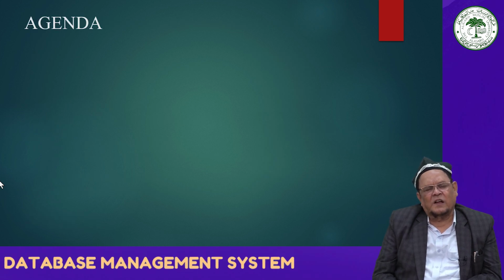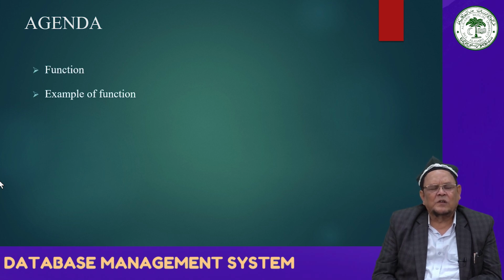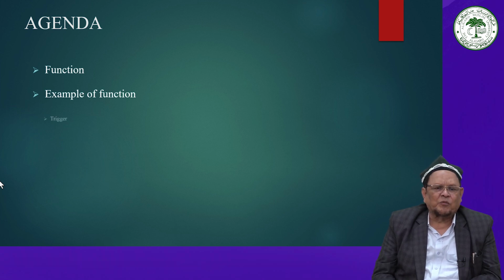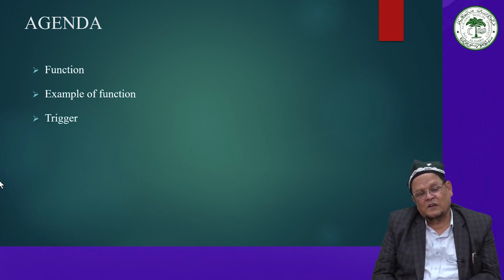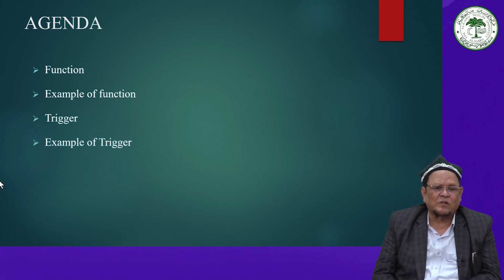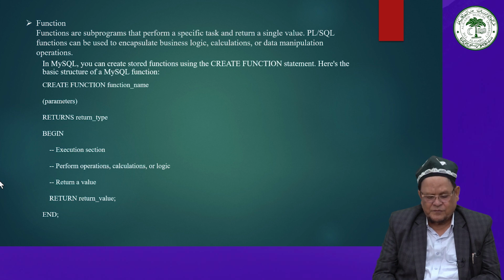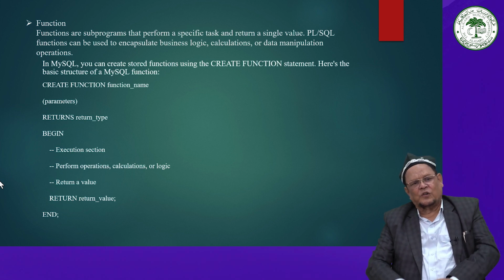So today's agenda is functions. First of all, I will discuss the function. I already explained the procedure. The procedure will not return a value. In a function, the basic difference is that a function will return a value. We will look at examples of functions. After that we will discuss triggers. Depending on the situation, a trigger will fire. The details will be discussed later on, along with an example of a trigger. Okay, so next, let's start with functions.